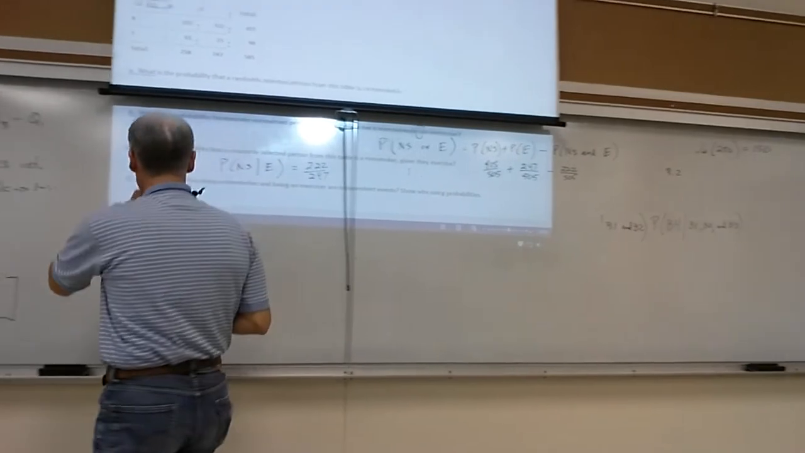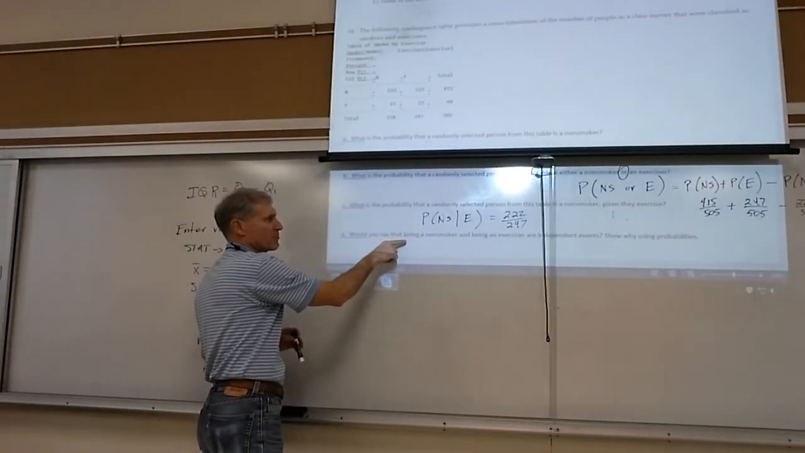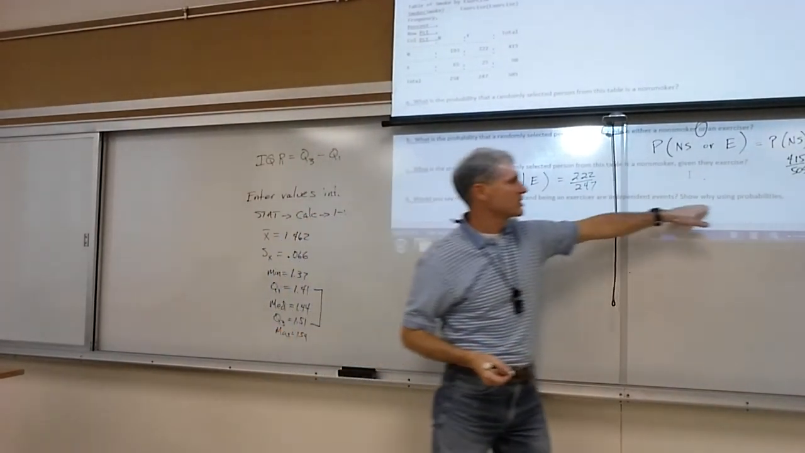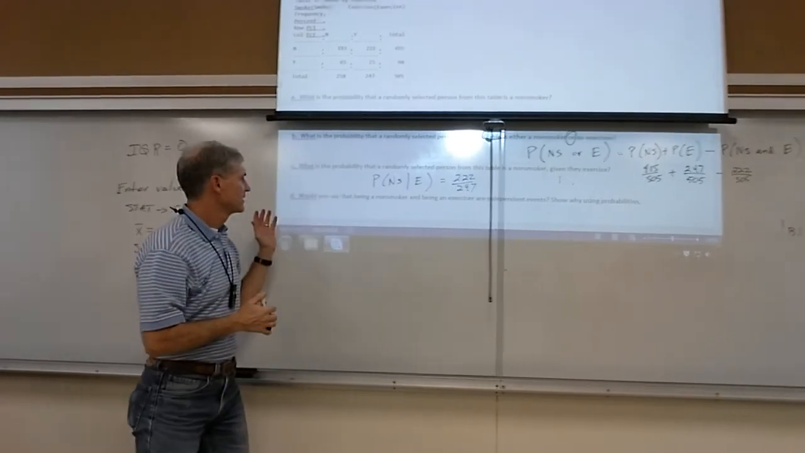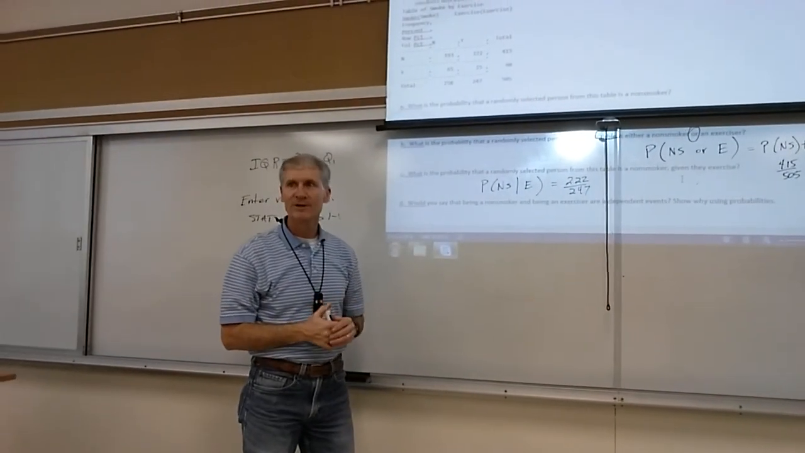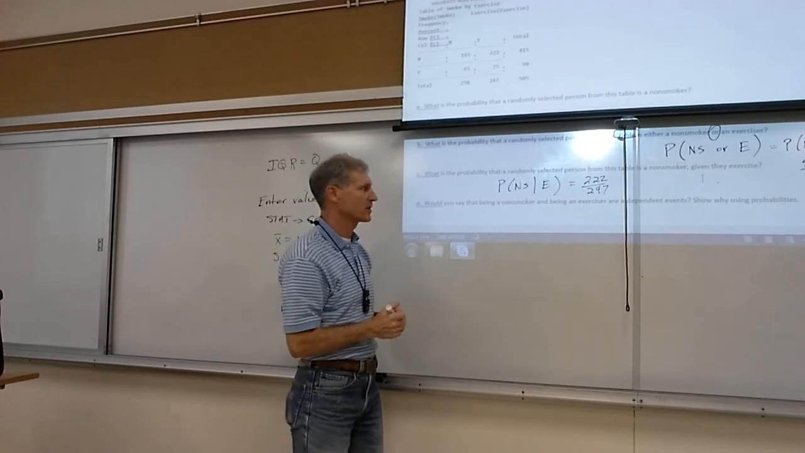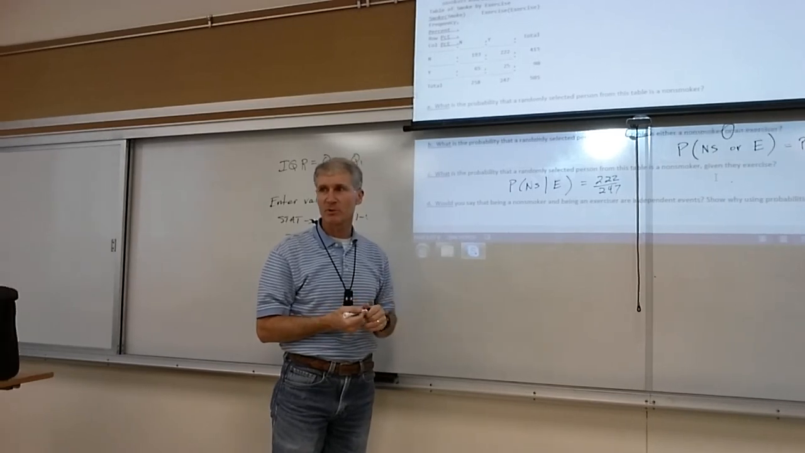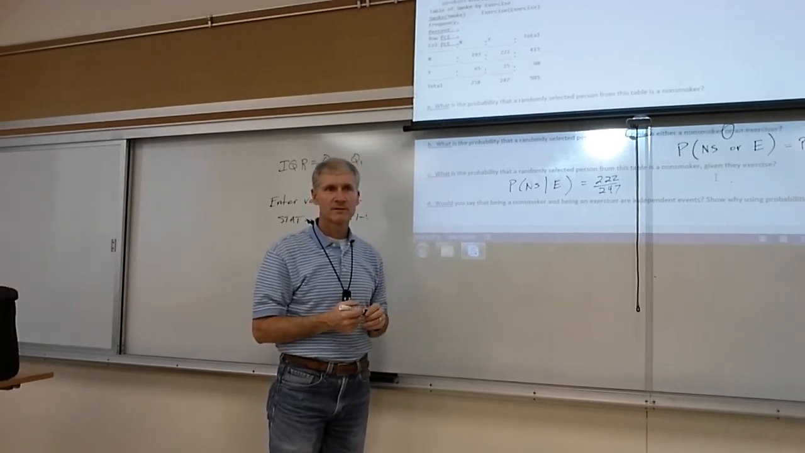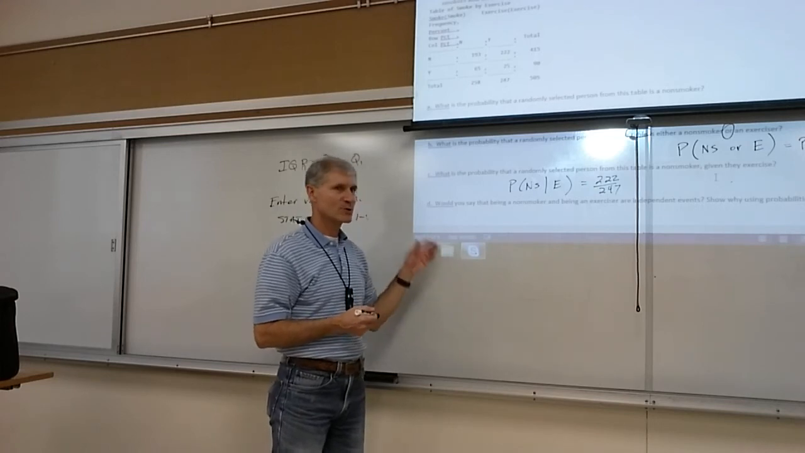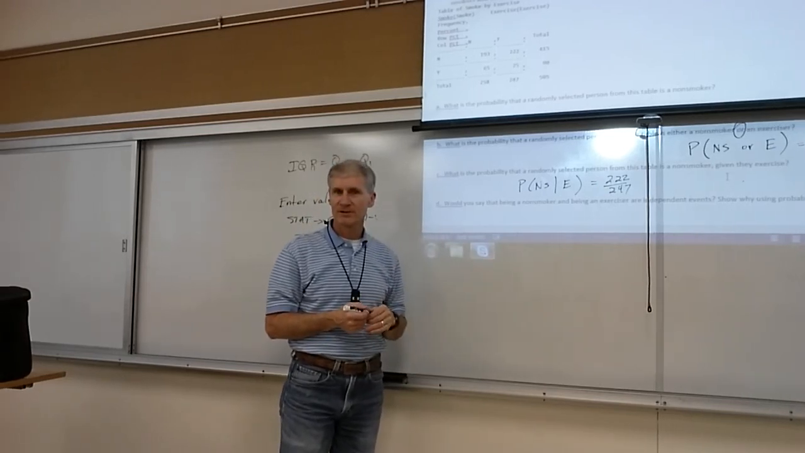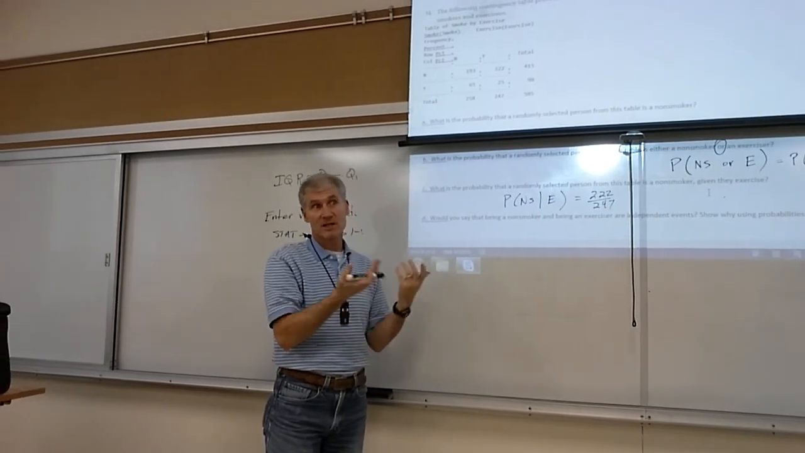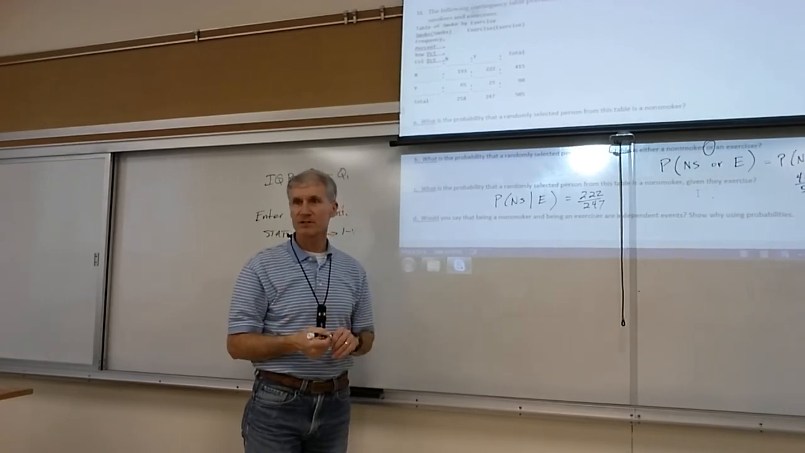Now this last one, about all I have time left, would you say that being a non-smoker and being an exerciser are independent events? Show why using probabilities. So I will not accept yes or no. I need to know why you think that, right, with probabilities. So I gave you a couple of different ways to check for independence using probabilities. Do you know what those were? One of them was to use that multiplication rule, see if it works, the version for independent events. If it works, then yeah, they're independent. But if it doesn't work, then they must be dependent.